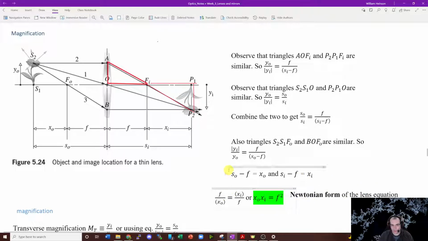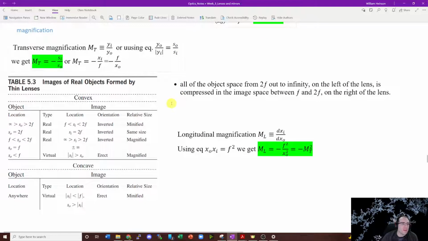And we need this for our magnification. And you could have two different magnifications. You can have magnification like this, and you can have magnification along the axis like this. So you have magnification here and here. And look at the time. We're at 28 minutes. So let's look at magnification.